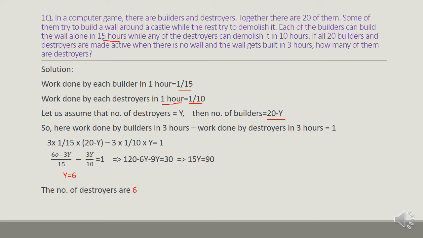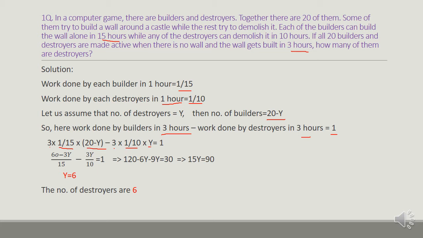Here the wall gets built in 3 hours. Then the work done by builders in 3 hours minus the work done by destroyers in 3 hours is equal to 1, as the builders are building and destroyers are destroying. By substituting, 3 hours into 1 by 15, where 1 by 15 is the work done by each builder in 1 hour, into 20 minus y, the number of builders, minus 3 hours into 1 by 10, where 1 by 10 is the work done by each destroyer in 1 hour, into y.